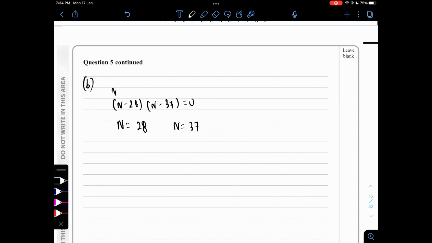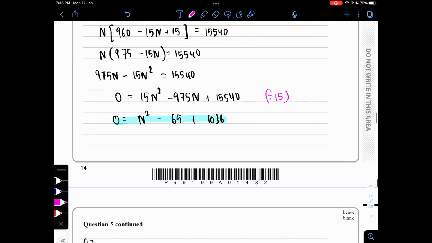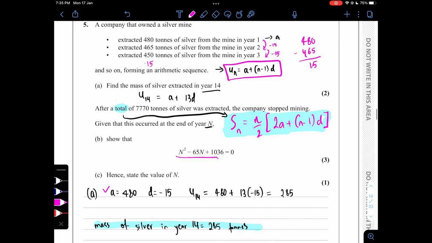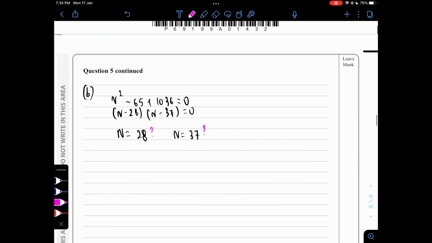And then we can just write the original equation, n squared minus 65n plus 1,036. Now it looks like you've just factorized it, which is what we want them to know. So what value are we supposed to take from 28 or 37? Now let's think of it practically. They said that after a total of 7,770 tons, the company stopped mining. So that means the company stopped mining after 28 years, or they stopped mining at 37 years.